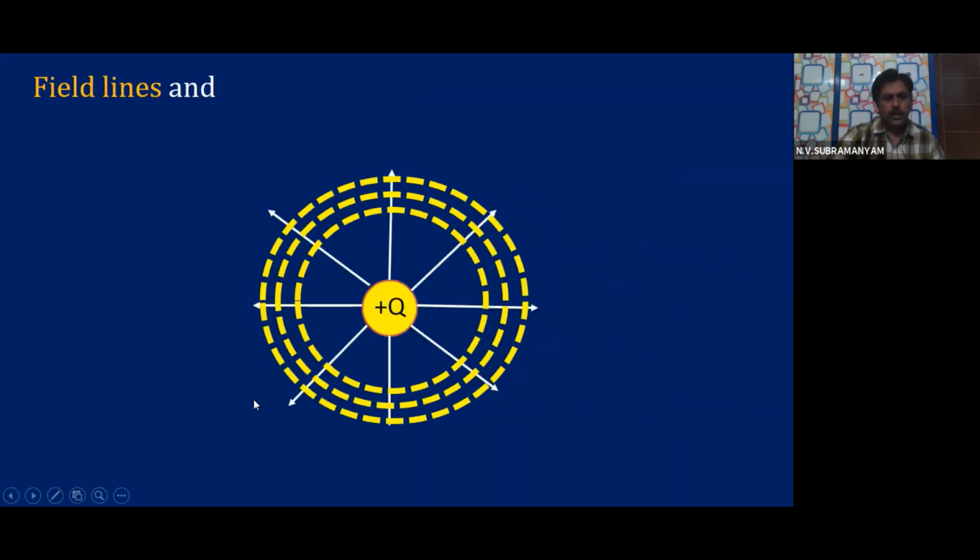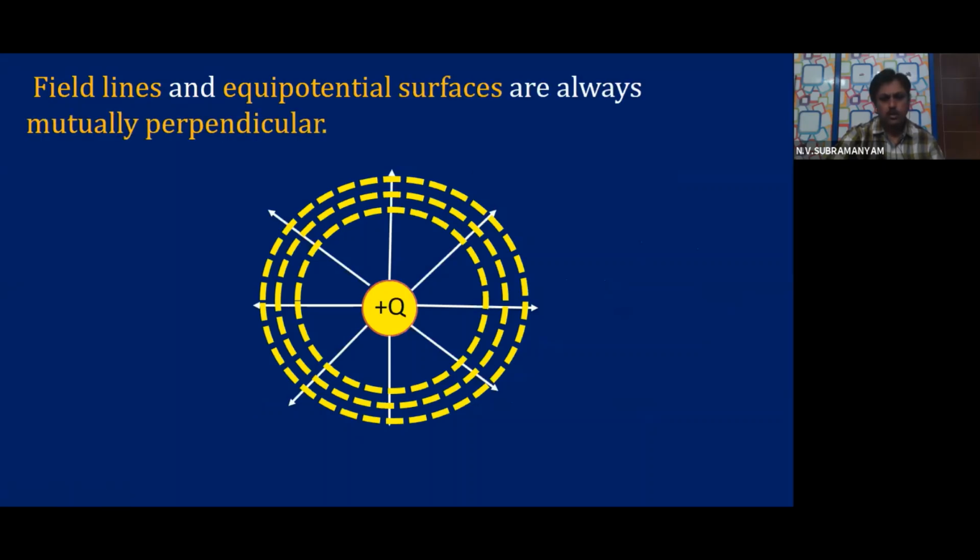Field lines and equipotential surfaces are always mutually perpendicular to each other. See, the white lines are field lines. These yellow lines are equipotential surfaces. And they are radially coming out. Yes or not? That means perpendicular to the surface. That is the reason why I told you field lines and equipotential surfaces are perpendicular.